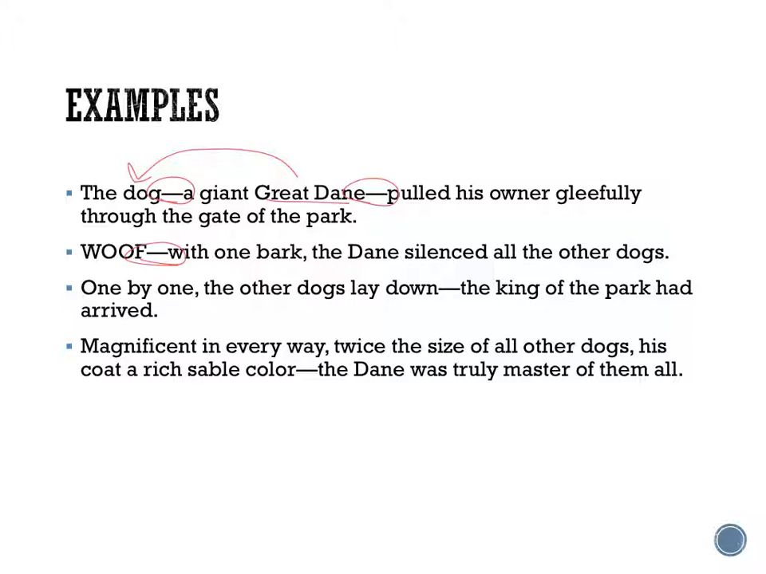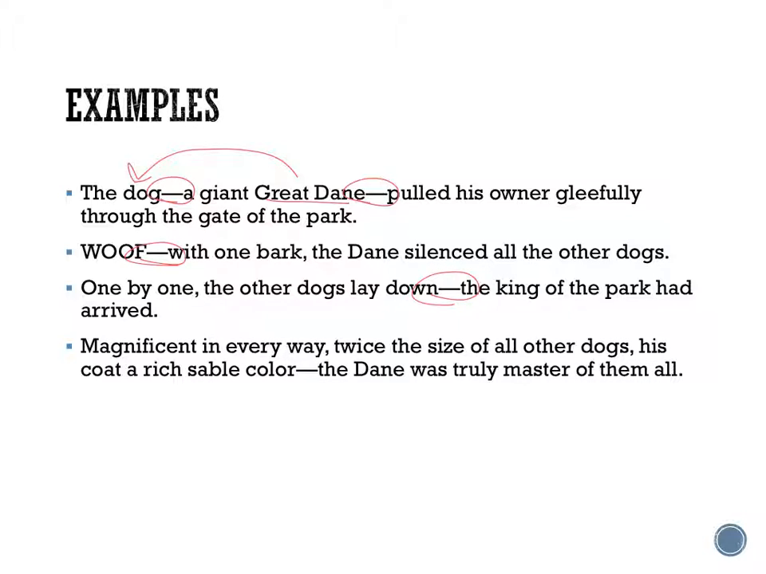Woof, dash. With one bark, the Dane silenced all the other dogs. So we're using an exclamative clause here, woof, to build the sensory details of the sentence. We can use a dash to help illustrate just how shocking it was. Woof would grab our attention just as it did all the other dogs. One by one, the other dogs lay down. Dash, the king of the park had arrived.